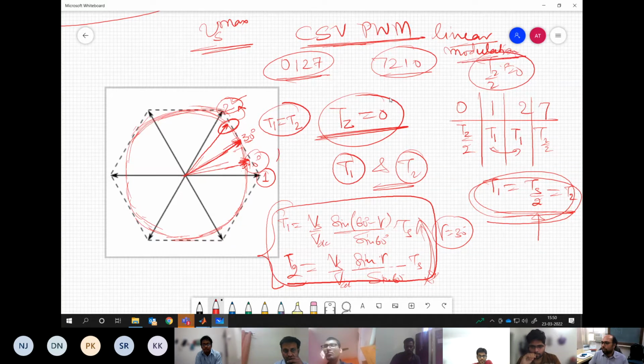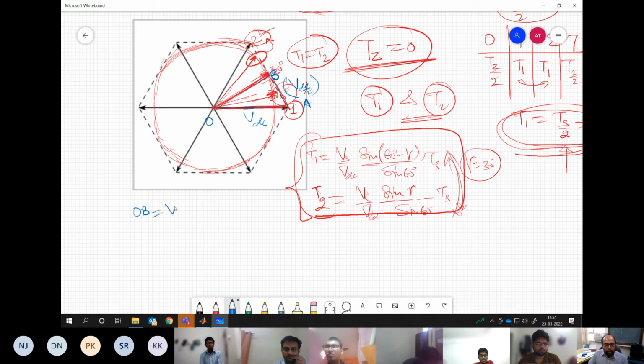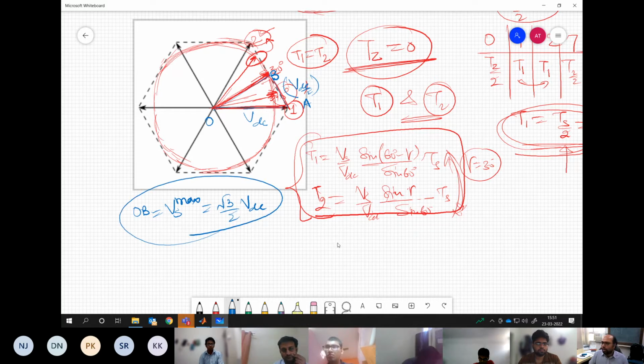Now for this, there are two methods you can solve. One method is that you compute the length of this arc from this triangle. Let's say I name the points O, A and B. OA has length VDC, and AB has length VDC by 2. So you can compute OB, which is our magnitude of the maximum voltage vector. This will turn out to be √3 by 2 times VDC.